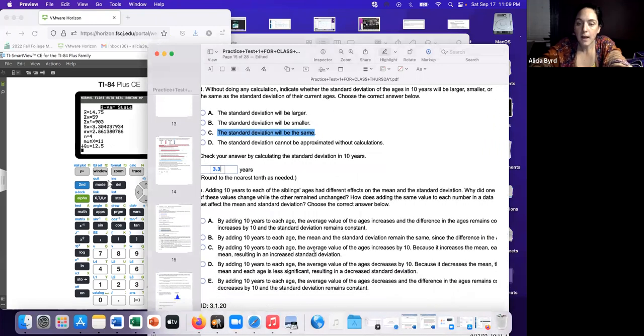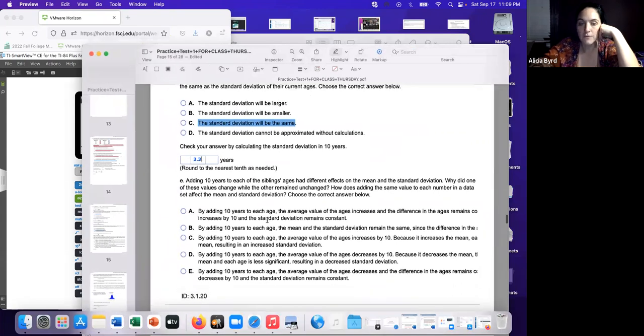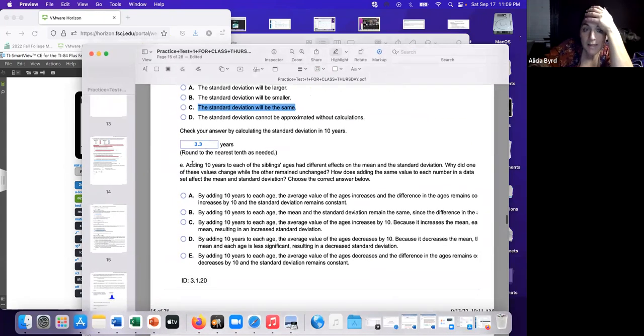Let's talk about what happens. I'm not sure if all the words are going to be on here because it did cut off, but we get the idea. Adding 10 years to each of the siblings' ages had different effects on the mean and standard deviation. Why did one of them change while the other remained unchanged? How does adding the same value to each number in a data set affect the mean? If you add the same number to each value, it's also going to increase the mean, because it increases the average value of the ages.